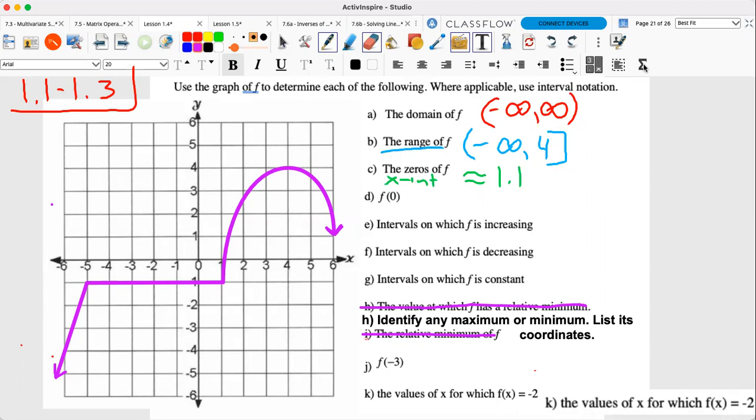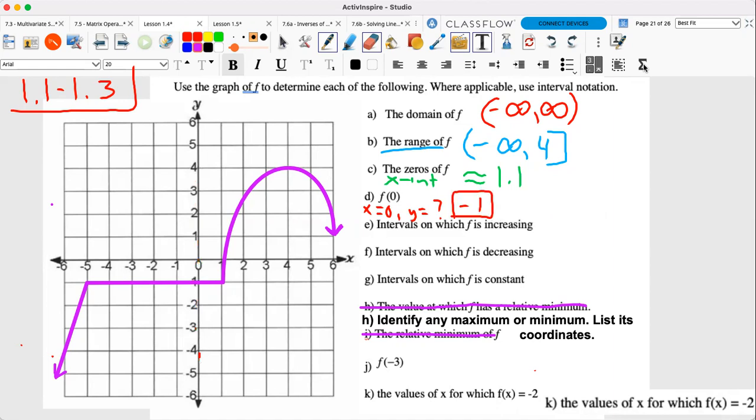F of 0, how about that? F of 0 is -1. Remember that says if x is 0, y equals what? So at x equals 0 right here, our y value is -1. So -1. Okay, that's what that means. All right, how about the next one?